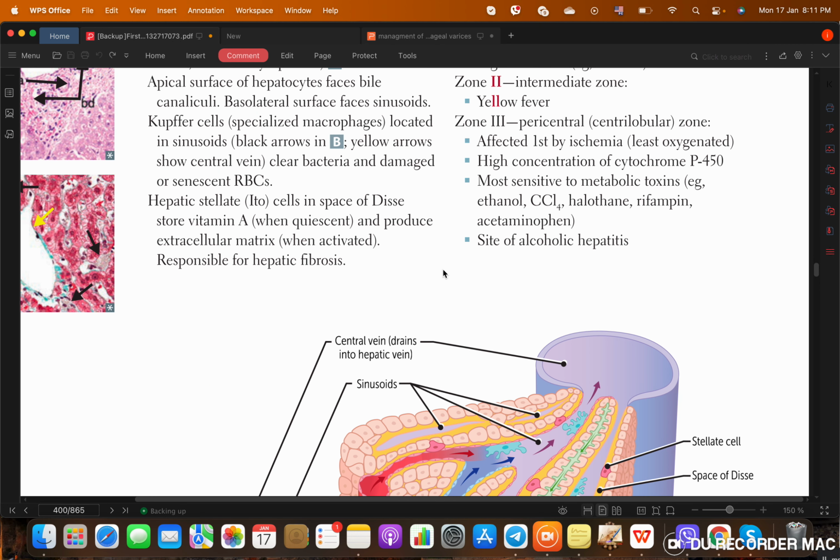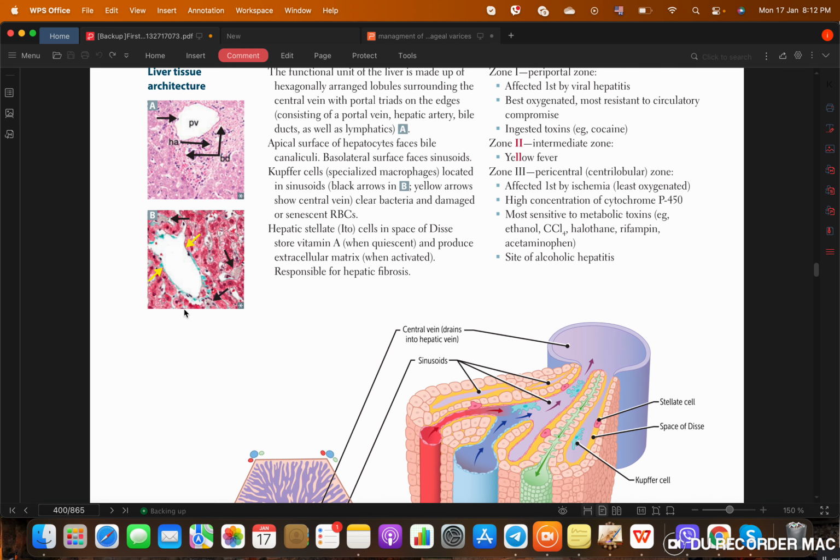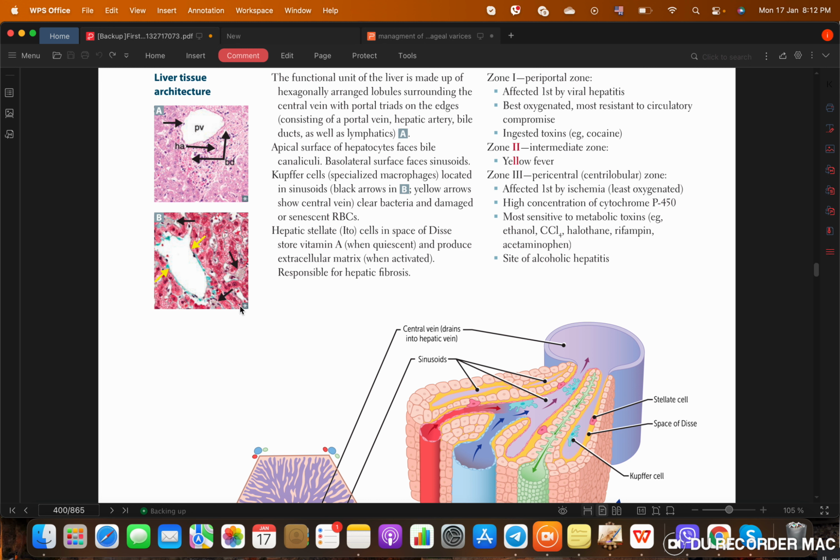The Ito cells are really important because they store vitamin D and vitamin A, and they do ask about this. And they can also help us produce the extracellular matrix, which can lead to fibrosis. Okay, so they're responsible for hepatic fibrosis. If they ask you what is the mediator of fibrosis, what will you write? What is the cytokine that is the mediator for fibrosis in the liver? Come on, nobody knows what is the mediator of fibrosis in the liver? Well, no.